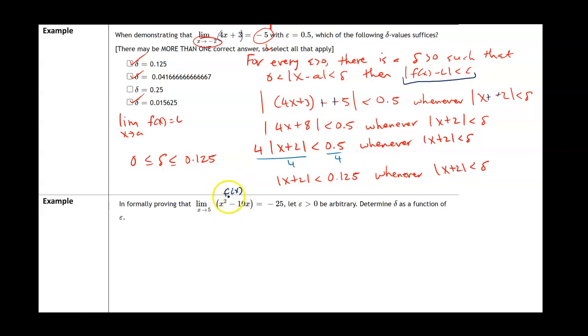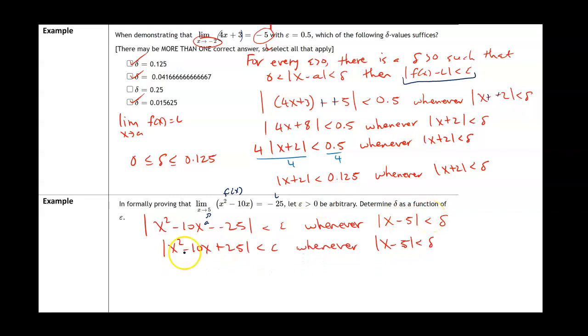So this is our f of x, which is x squared minus 10x. Our L is negative 25. And then this is our a value, which is 5. Okay, so we have |f of x minus L|, where f of x is x squared minus 10x, minus negative 25, less than epsilon, whenever |x minus a|, which is |x minus 5|, is less than delta. If you simplify this, we get x squared minus 10x plus 25, the two negatives back to back, whenever the absolute value of x minus 5 is less than delta.